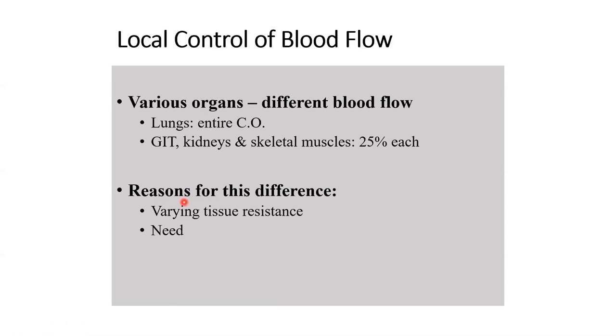And how come there is a difference in these blood flows? Well, there is the vascular resistance in various tissues, which is different. So you would expect the lung vascular resistance to be low, because it needs to have high blood flow. And then there is that very big thing which we'll be discussing over and over again later in the lecture, which is the tissue need. Basically, the tissue need dictates in most cases how much blood will flow through an organ.